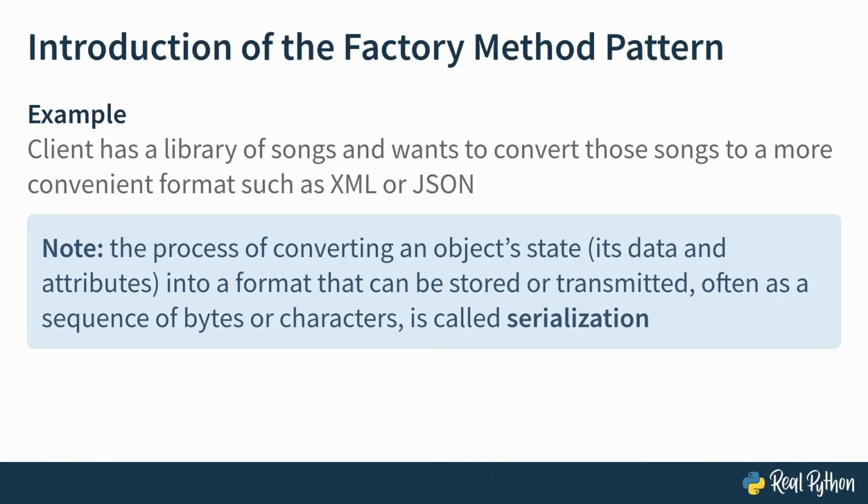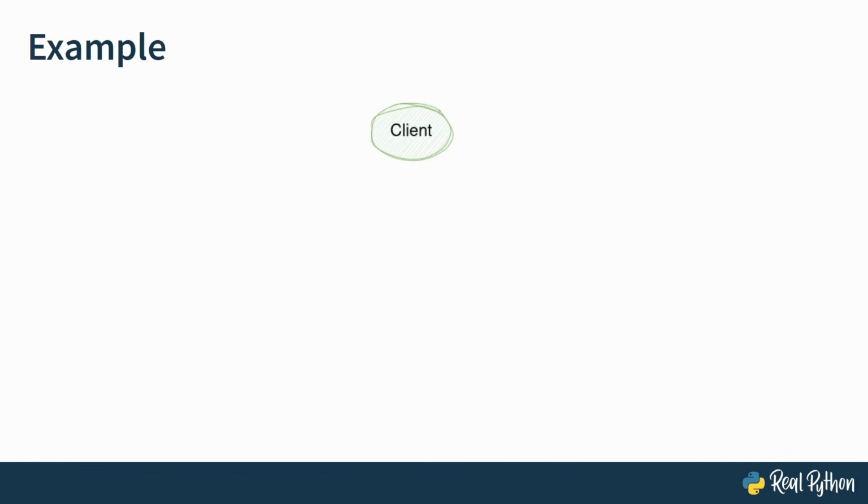Now, as a note, the process of converting an object's state into a format that can be stored or transmitted, often as a sequence of bytes or characters, is called serialization. And so we are looking at a serialization example. Here's our client, and our client has a problem. Client says, I'd like to serialize my data, but I don't know how.